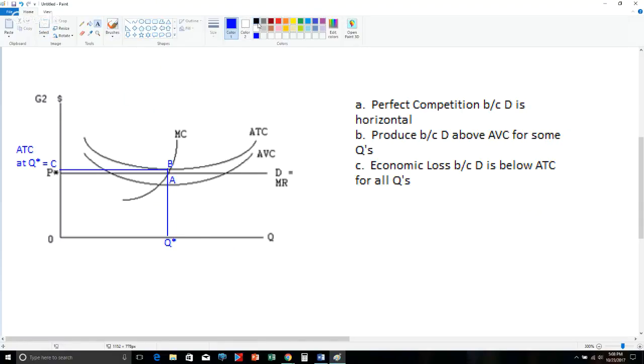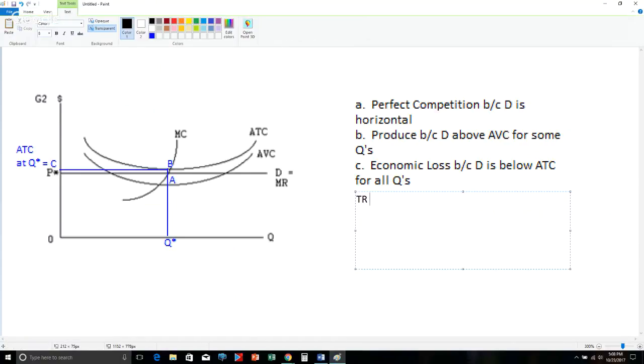Okay, we need to answer question D using geometry. So I'm going to start by saying total revenue. Total revenue is equal to price times quantity. P star times Q star. The length of the segment from 0 to P star is price. The length of the segment from 0 to Q star is quantity. And so the area of this rectangle, we start lower left and go clockwise, from 0 up to P star, over to A and down to Q star. That big rectangle on the bottom is going to equal total revenue.